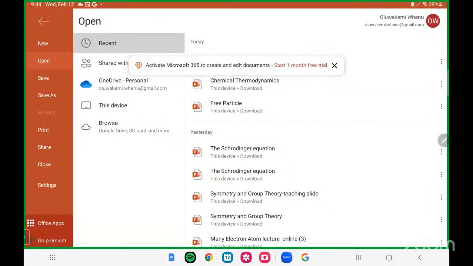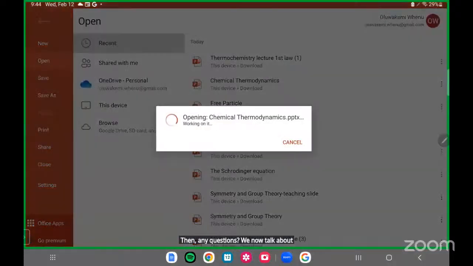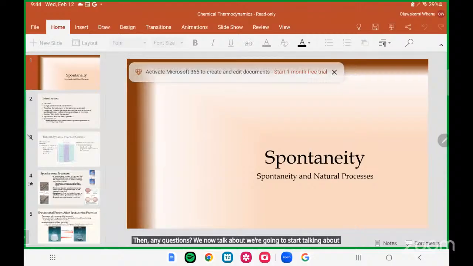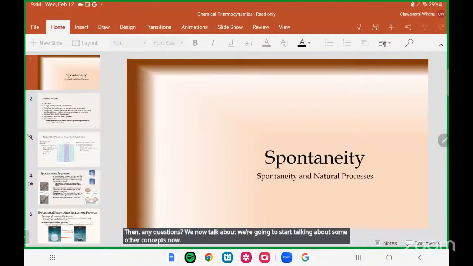Then, any questions? We're going to start talking about some other concepts now. Another thermodynamic concept.